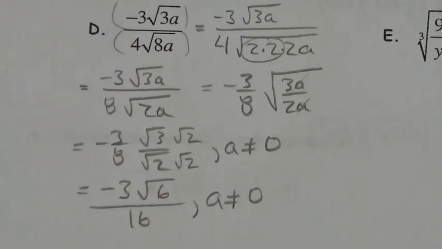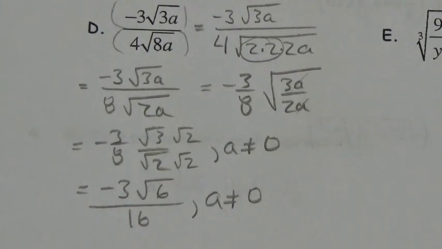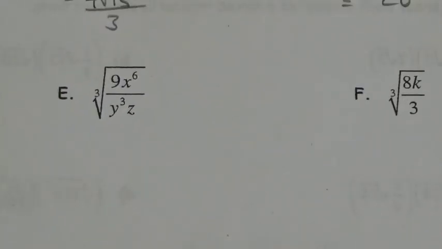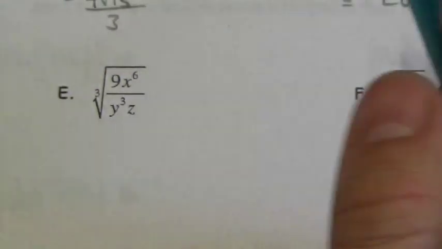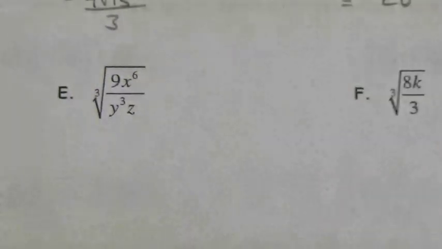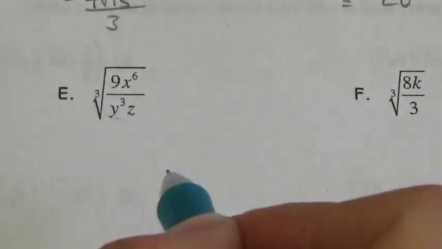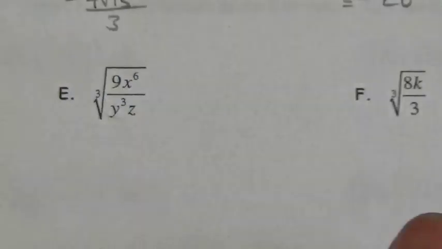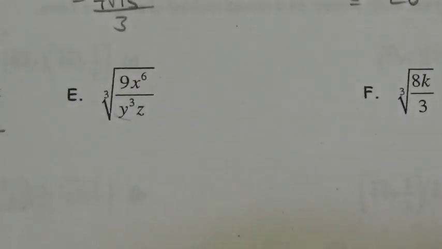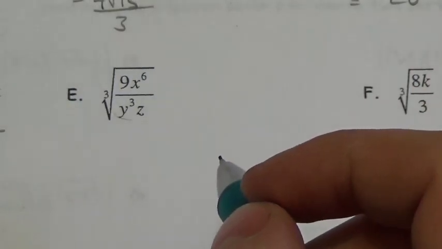Okay, I hope that makes sense. Let's take a look at this one right here. Now, once again, I don't want to have radicals in the denominator or denominators in the radical. Here I've got a denominator in the radical, so unless I can simplify something here and get rid of that denominator, I need to rationalize this.